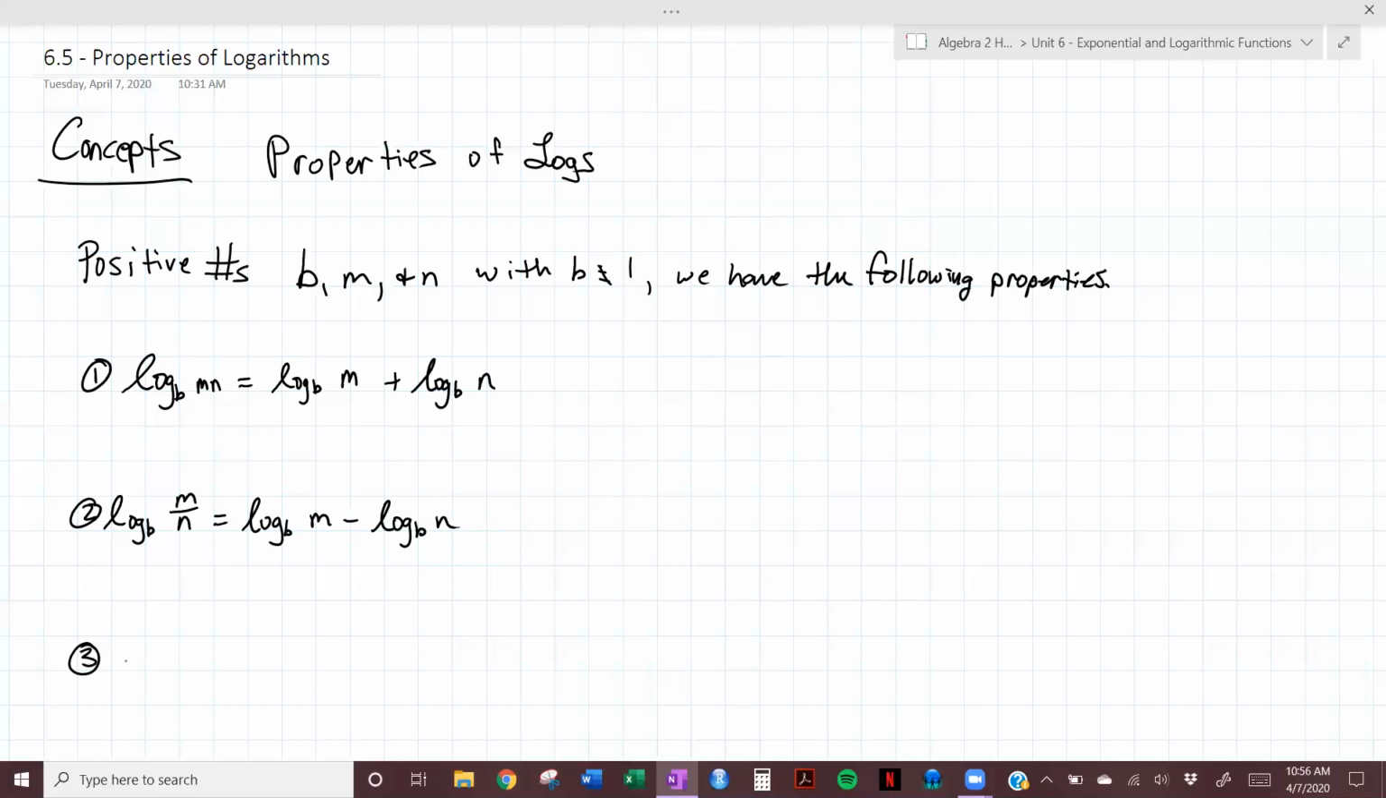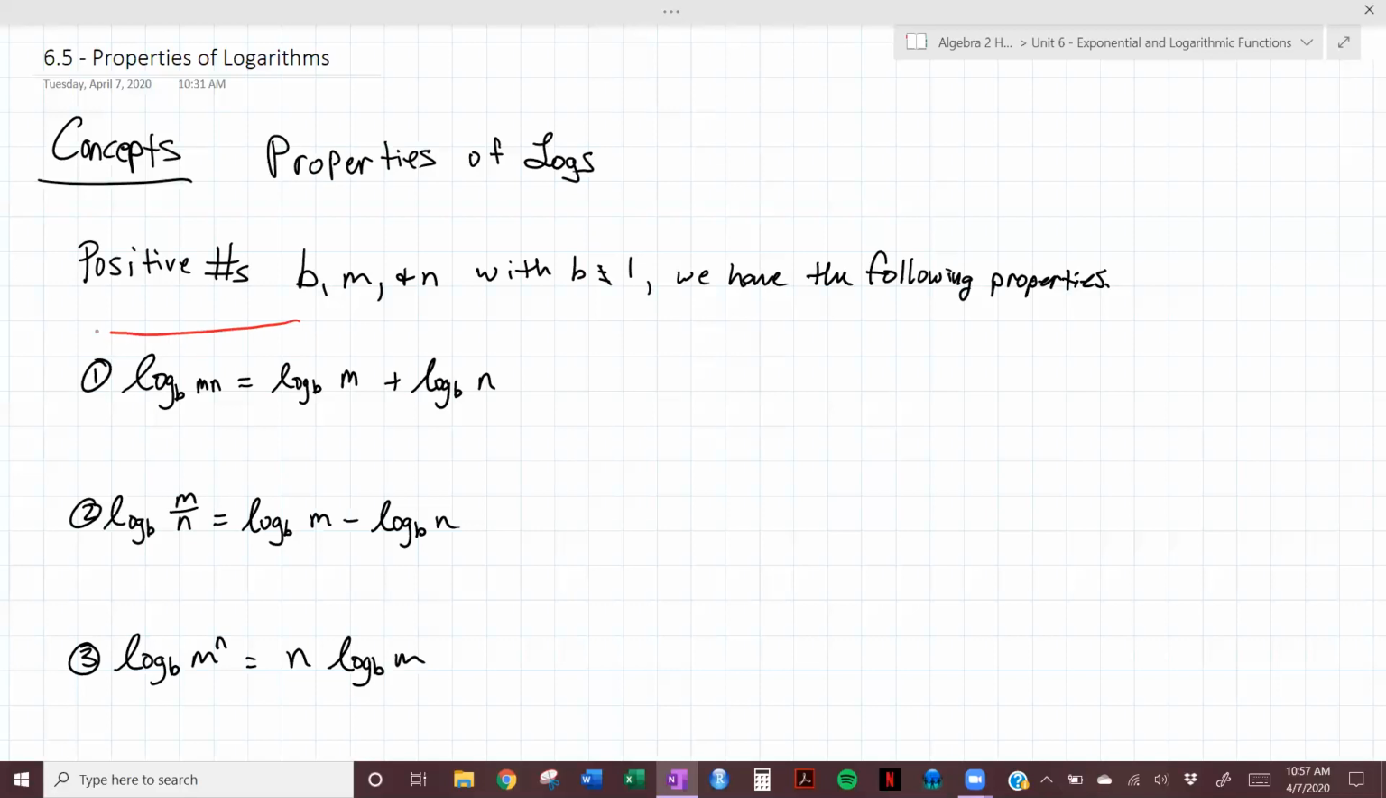Then we have our last case where it is log base b of m to the n. This equals n times log base b of m. Okay, so what this means is you take your exponent, move it to the front, and keep everything else the same.